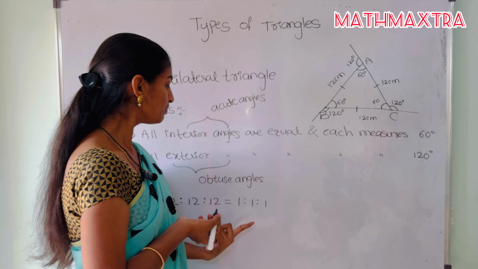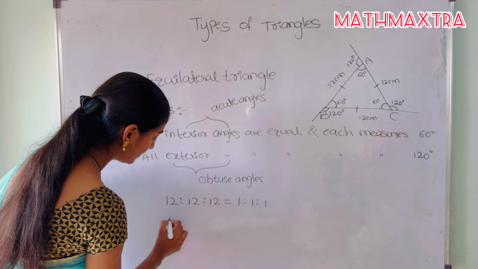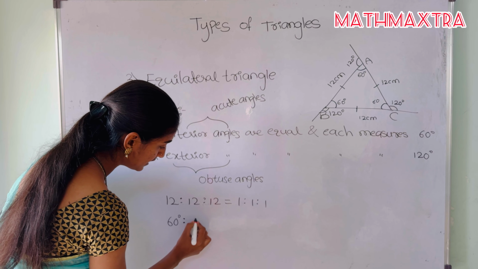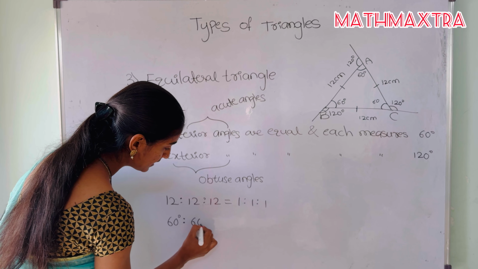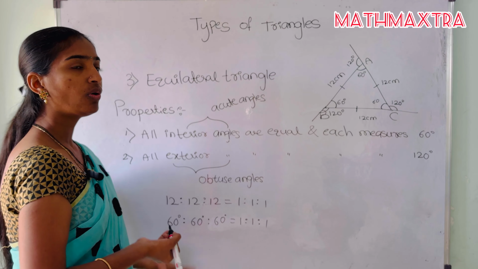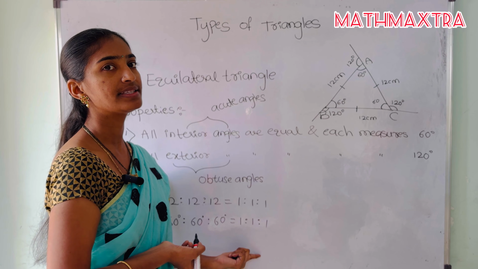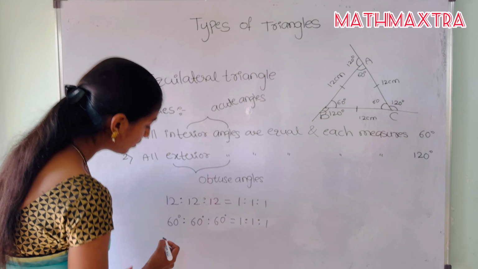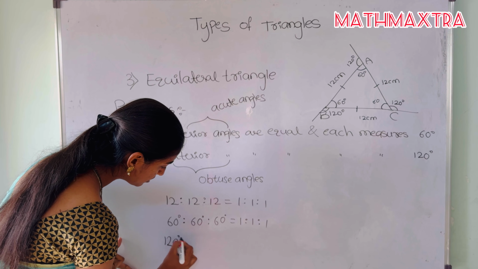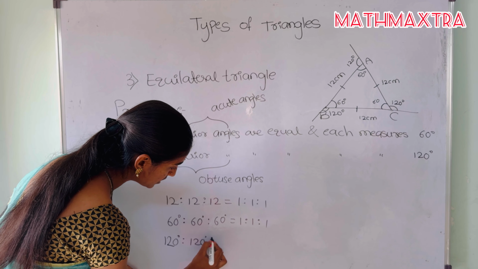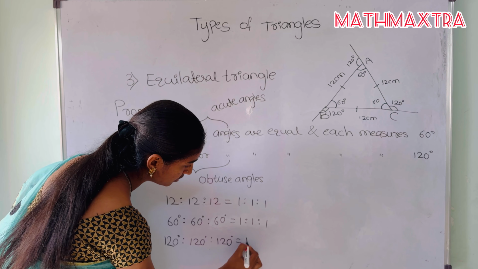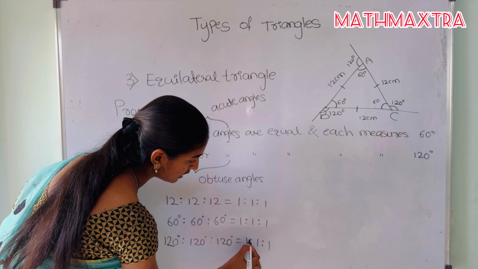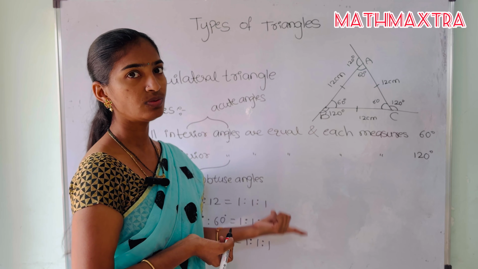So what about the ratio of interior angles of an equilateral triangle? See, each measures 60 degrees. 60 degrees, 60 degrees, 60 degrees. So, 1 is to 1 is to 1. So, the ratio of all interior angles of an equilateral triangle is equal to 1 is to 1 is to 1. What about the exterior angles ratio? That is also equal to 1 is to 1 is to 1. So, the exterior angles ratio is also equal to 1 is to 1 is to 1.